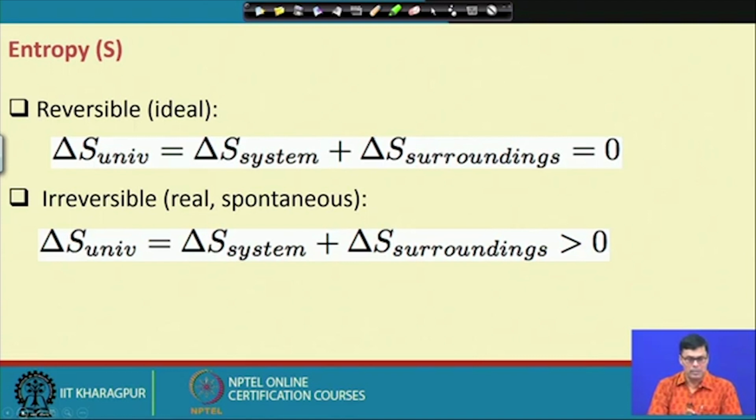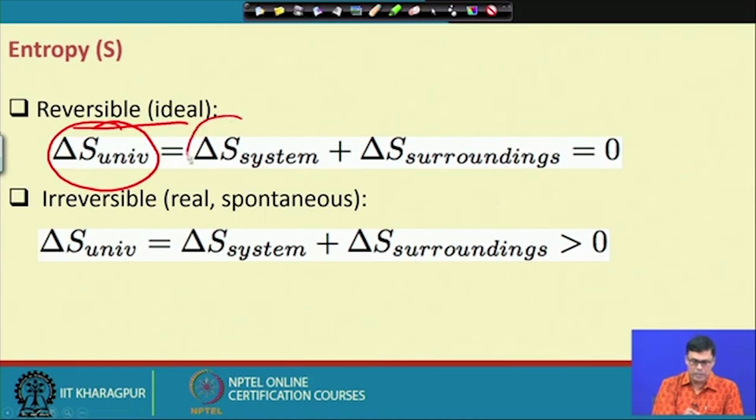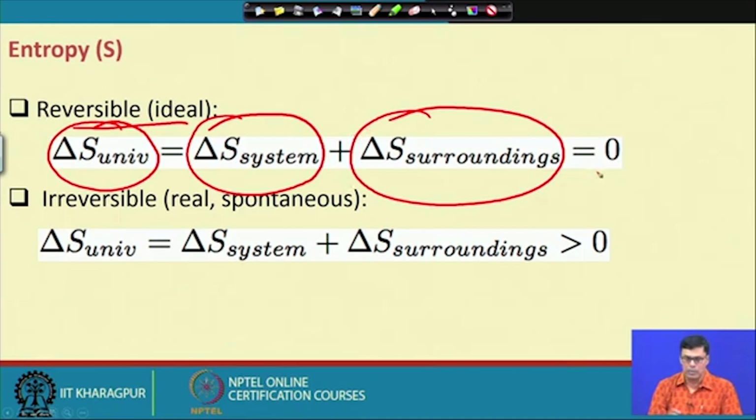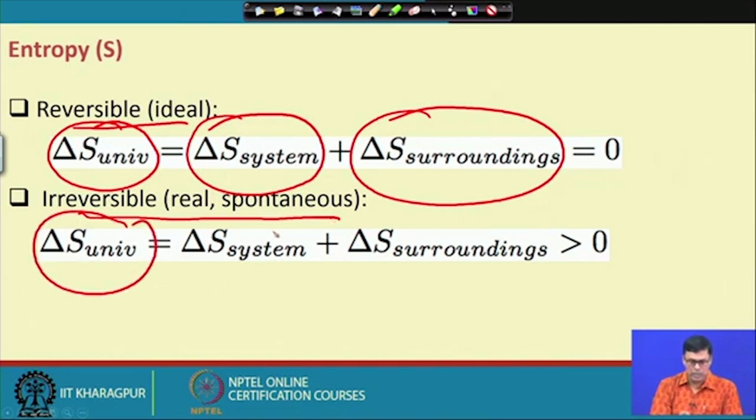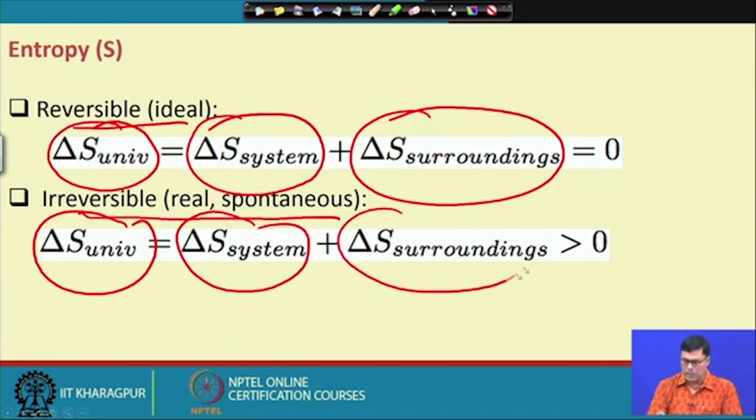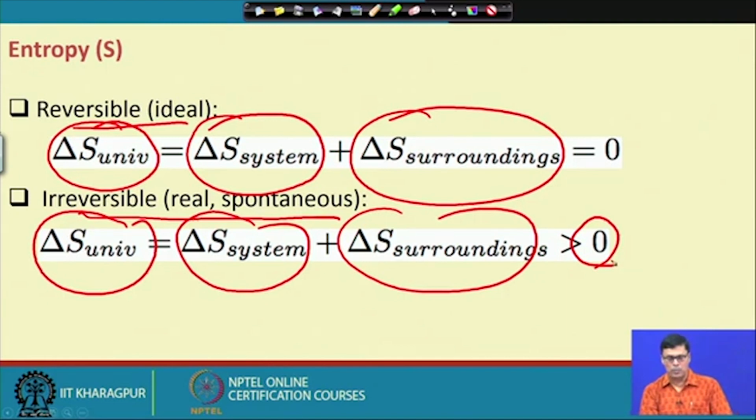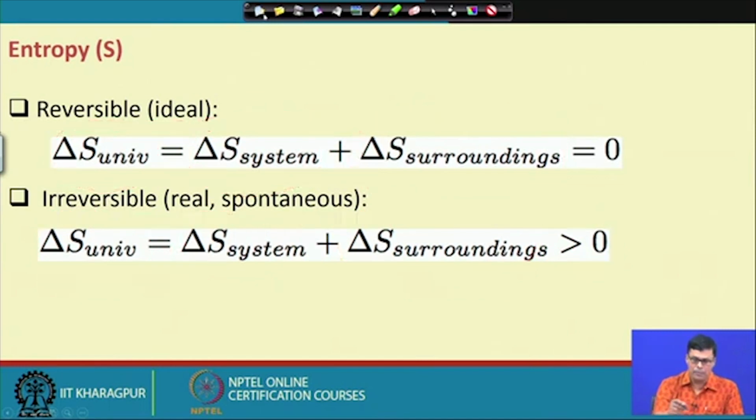If you look at an ideal reversible system, the change of entropy of the universe is equal to the change of entropy of the system plus the change of entropy of the surroundings, and that should be equal to 0. Now, in the case of an irreversible process, what we call real and spontaneous, the change of entropy of the universe, equal to the change of entropy of the system plus surroundings, should always be greater than 0. That is, in a spontaneous system, the entropy will always be higher.